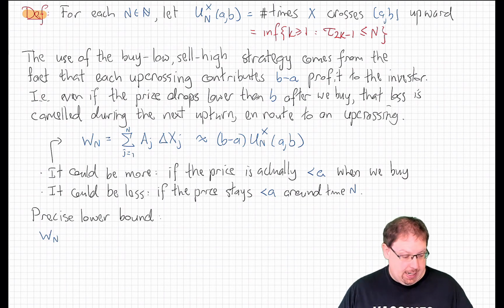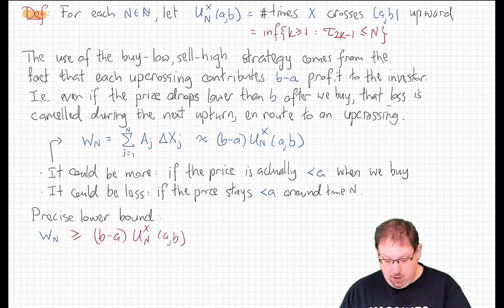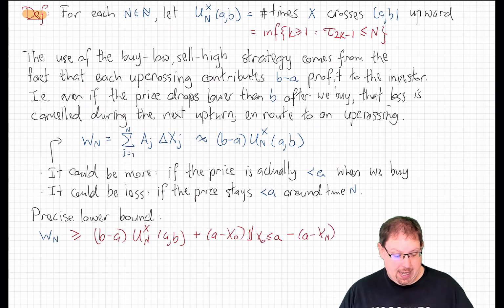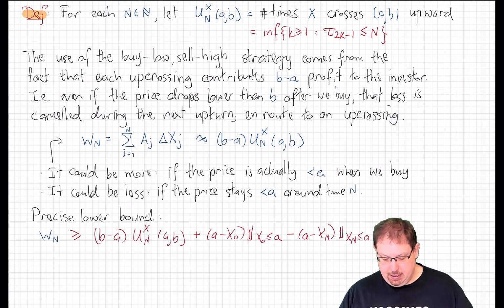Now we can make that exactly precise and say that we can lower bound our profit, W_n. It will be lower bounded by B minus A times the number of upcrossings, with a bonus for the amount that we had at the beginning, that is A minus X_0, if at time 0 the price is less than A, but also we have our penalty of A minus X_n, the amount at the end that we lose if the price at the end is less than or equal to A.